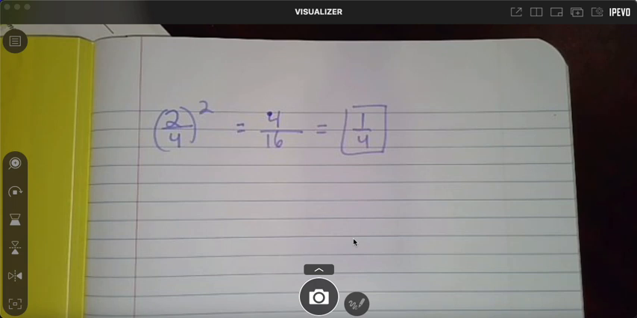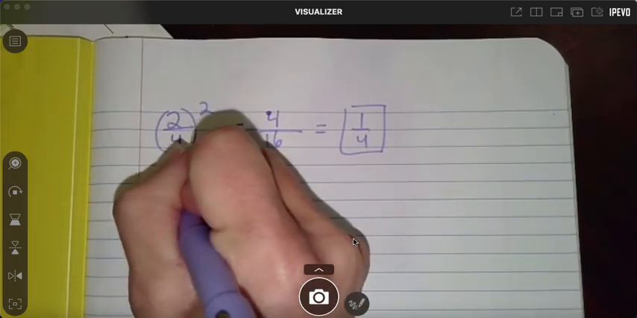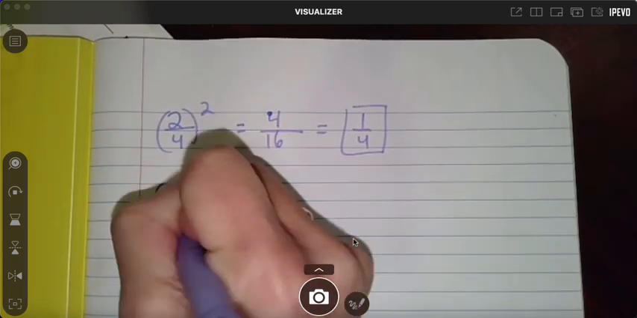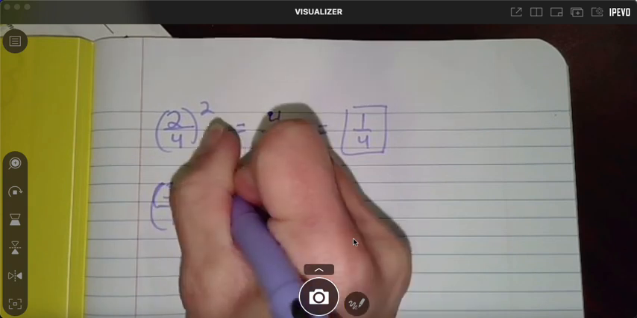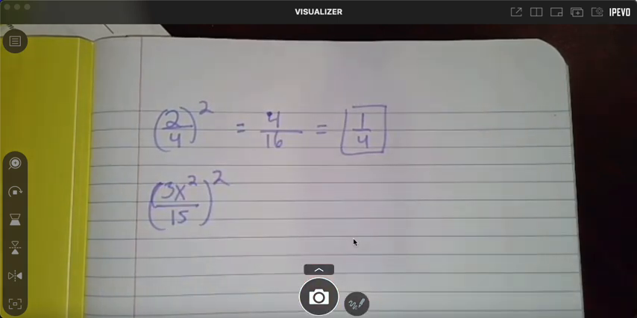Okay. The next one that I want to do, here we go. 2x over 3y. Nope, I already have that one. I have that one. I'll just do this. 3x squared over 15. All of that is squared. So you're just following your rules.